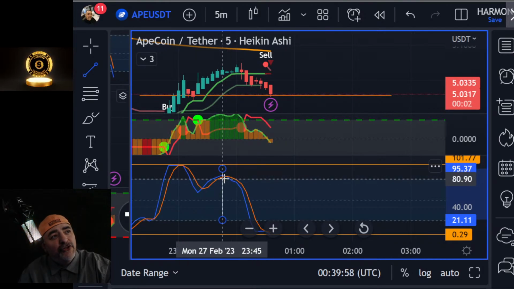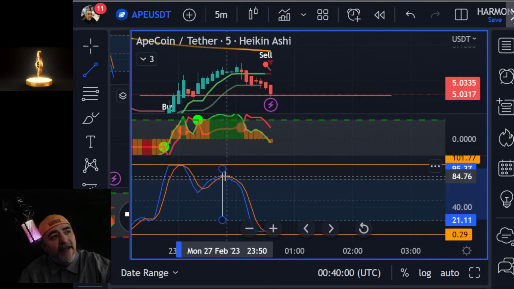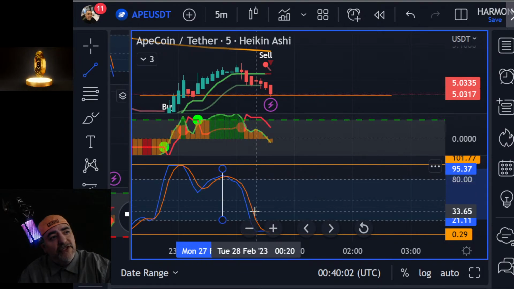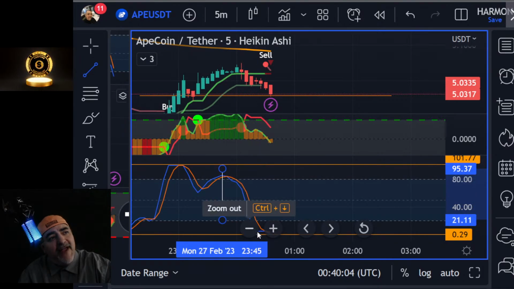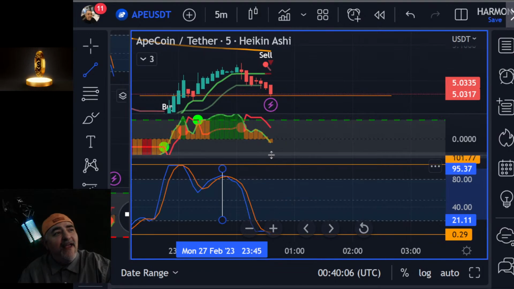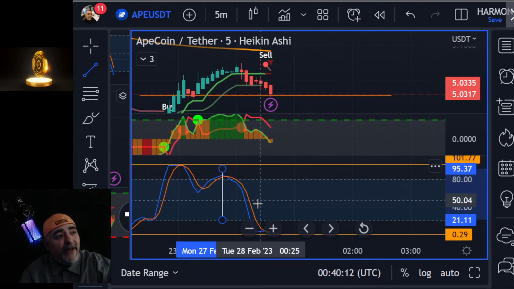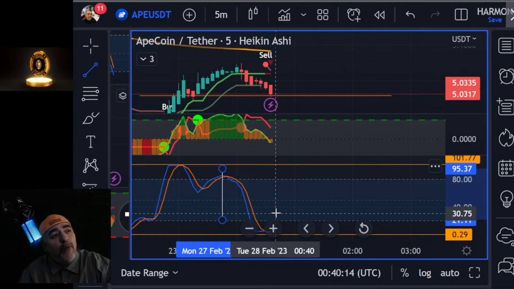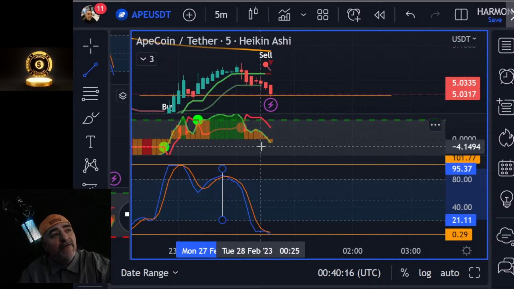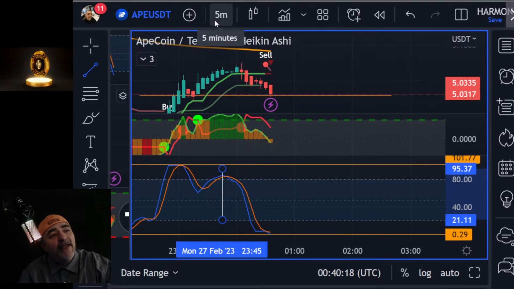So we entered a short right on this level right here, and we just rode this short all the way down to the RSI hitting the bottom, going sideways. And that short right there was worth 45%. We closed it at 35%. We are in our win. Now we're going to wait for this to actually rebound back so that we can reclaim another entry.